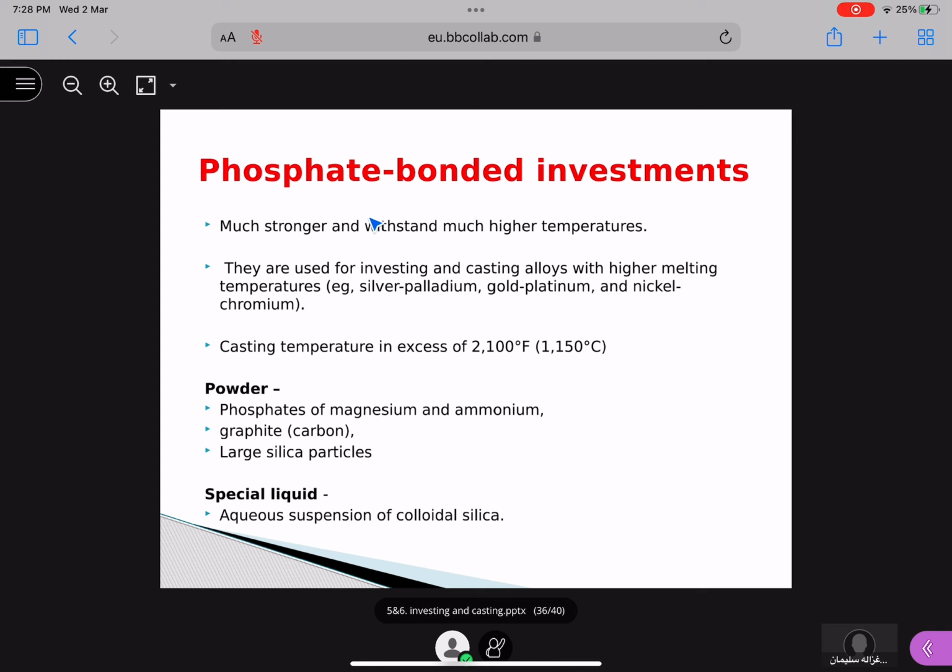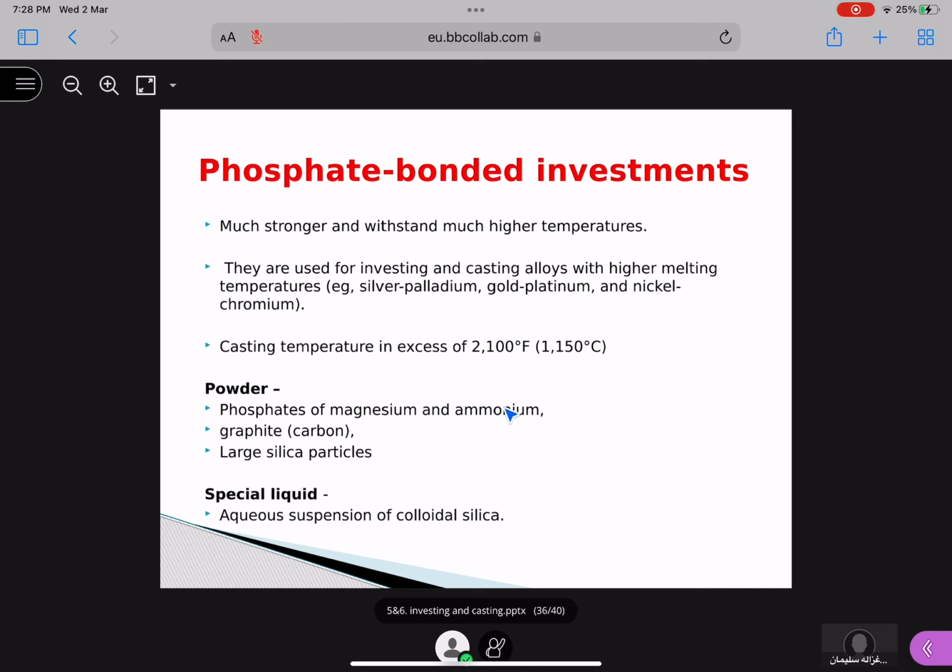And for the phosphate bonded investment, unlike the gypsum bonded, it is much stronger and withstands much higher temperature. They are used for investing and casting alloys with high melting temperature, for example silver, palladium, gold, platinum, and nickel, chromium. Normally, we are not using silver, palladium, gold, but we are using nickel, chromium for the FPD. So we are using the phosphate bonded investment, and the casting range is more, that is 2100 degrees Fahrenheit. There we are using 1000 to 1200. Here we are using double it.